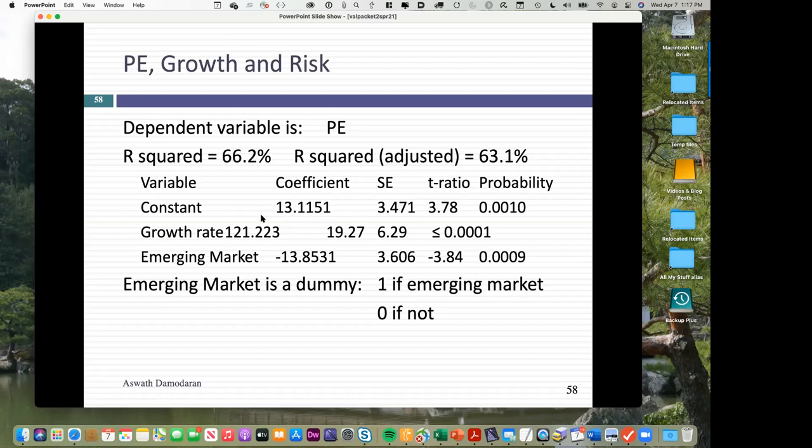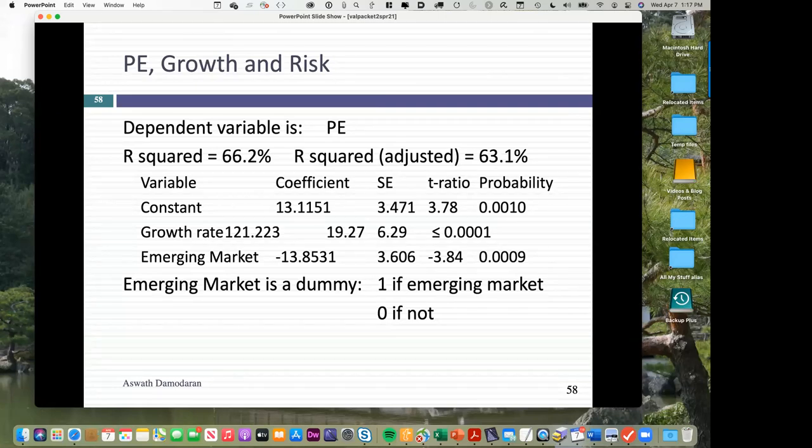The coefficient on growth is 121.22. You're saying, what the heck does that mean? Within the sector, every 1% increase in growth rates increases my PE ratio by 1.21. So think about it. If you're a telecom company with a growth rate 5% higher than mine, your PE ratio, based on this regression, is going to be roughly 6 higher than mine. I've actually taken something that was subjective and made it much more specific.